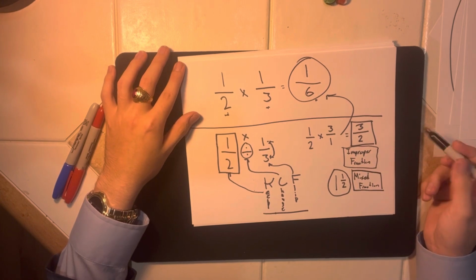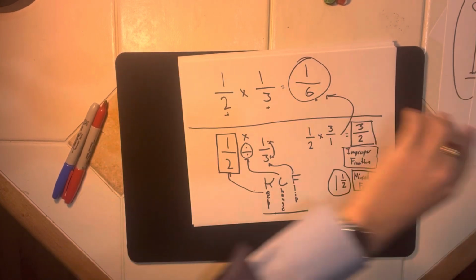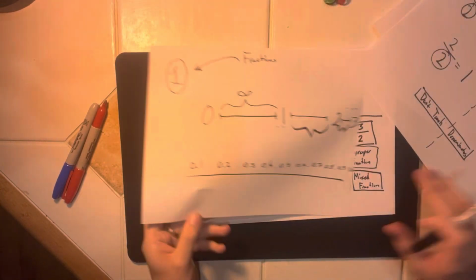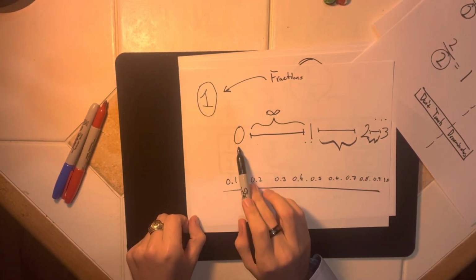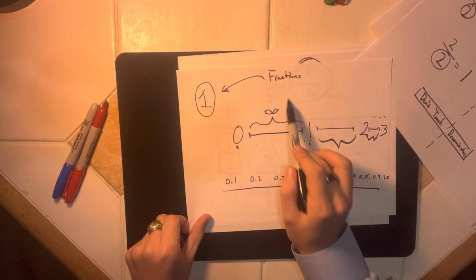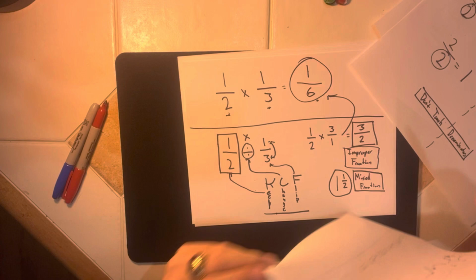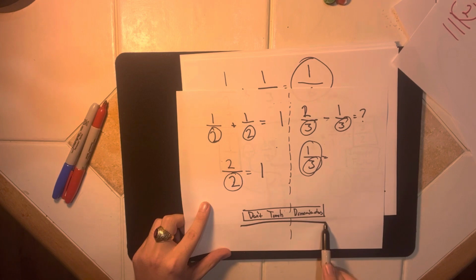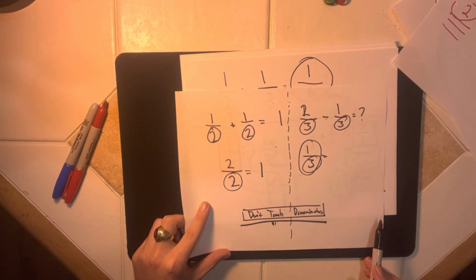So, what did we learn? We go back. Fractions are the area in which the numbers are between 0 and 1. This in between here, okay? Then we did adding and subtracting. Adding and subtracting, you do not touch the denominator. Do not touch it.